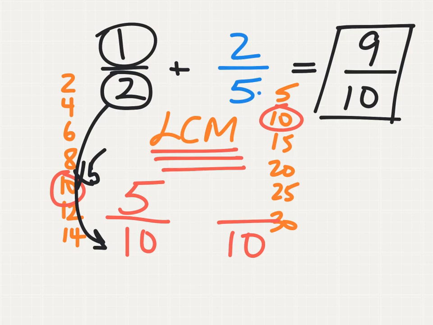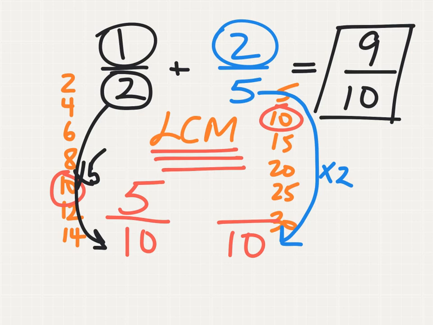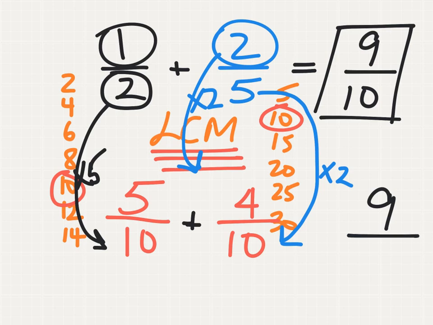What did I do to 5 to make it 10? I multiplied by 2. So what will I do to the numerator to make my new numerator? I will multiply it by 2. And 2 times 2 is 4. I now simply add my numerators. 5 plus 4 is 9 over my common denominator of 10, so that I know 1/2 plus 2/5 equals 9/10.